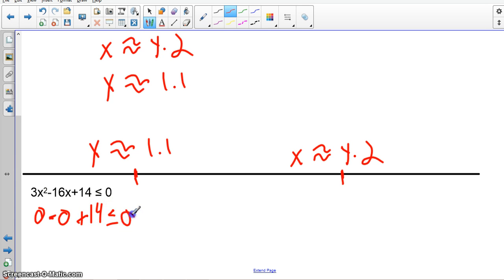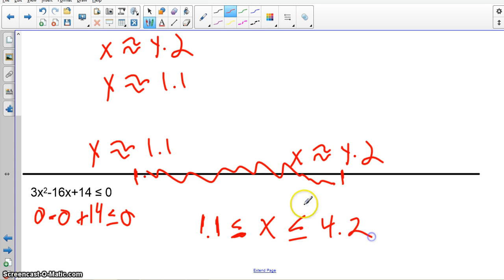is less than 0. This is false, so we're going to shade in between, or I should say the answer is in between for time reasons. I'm going to do that because it did not work out here, so it must not work out on the other side, it must work in the middle. And so that means that 1.1 is less than or equal to x is less than or equal to 4.2. There you go. If you were to try a number in the middle here, if you plug in like 2 in here, you'd get something that would work out.